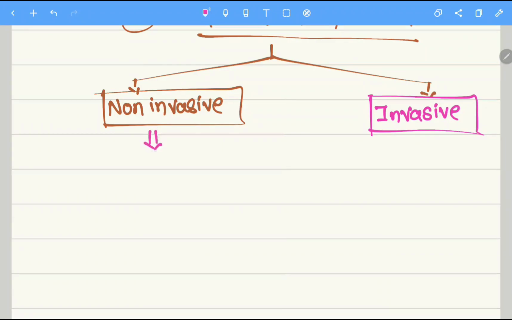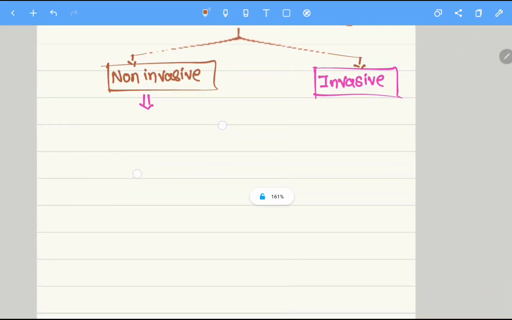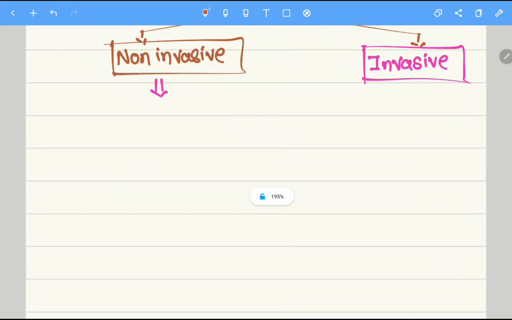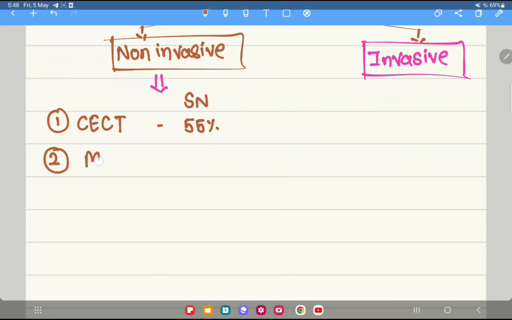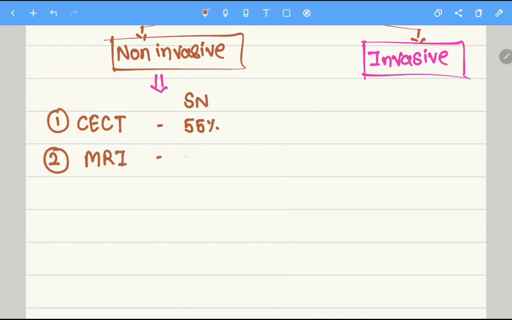What will come under the non-invasive investigations? If you're suspecting a malignancy, which investigation will you do first? Yes, you are absolutely right, it's CT. What is the sensitivity? It's 55% sensitive. Which other investigation can you do? Yes, you are right, it's MRI. It's much less sensitive, only 30% sensitive.